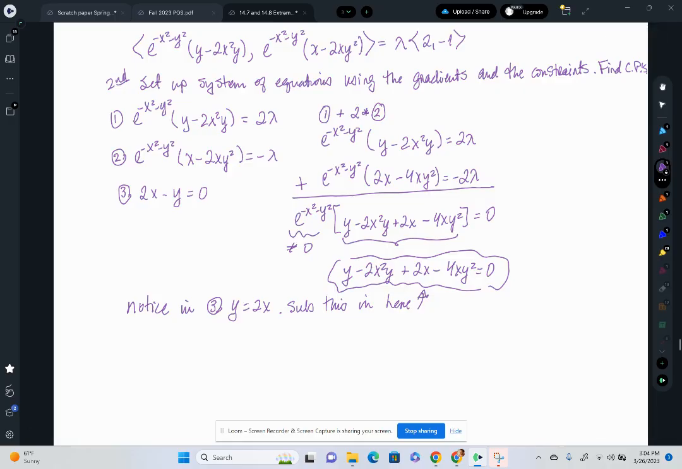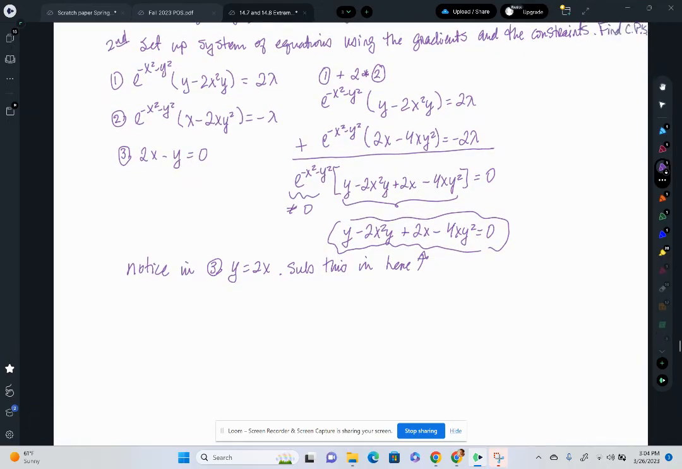So every y will get replaced by a 2x. That means the first y, that's going to be 2x minus 2x squared times 2x plus 2x minus 4x times 2x all squared is equal to 0. Now I just need to multiply everything out and combine like terms.